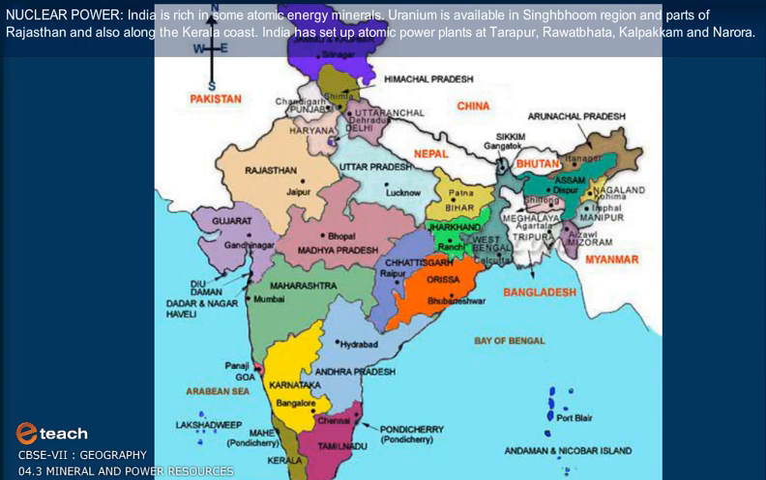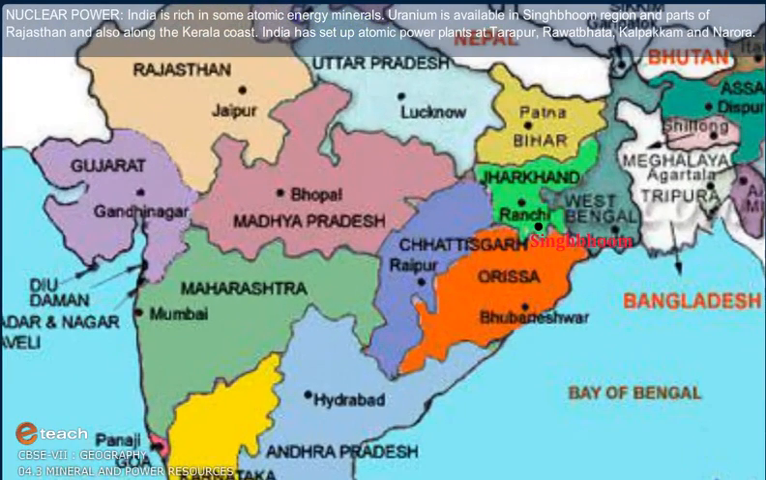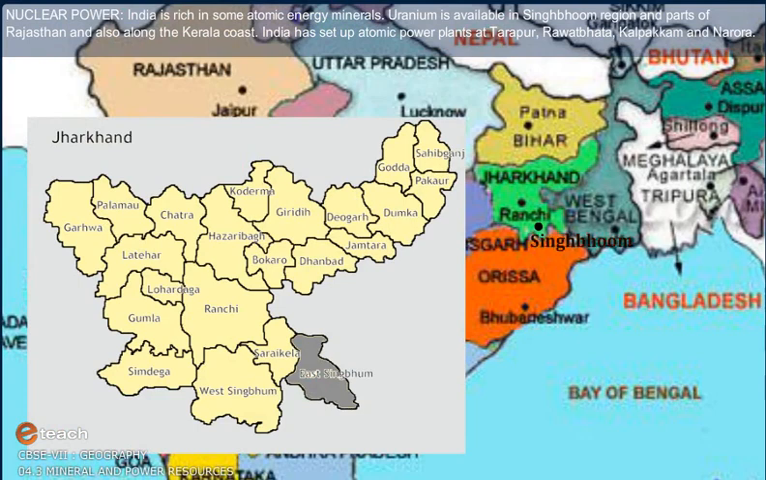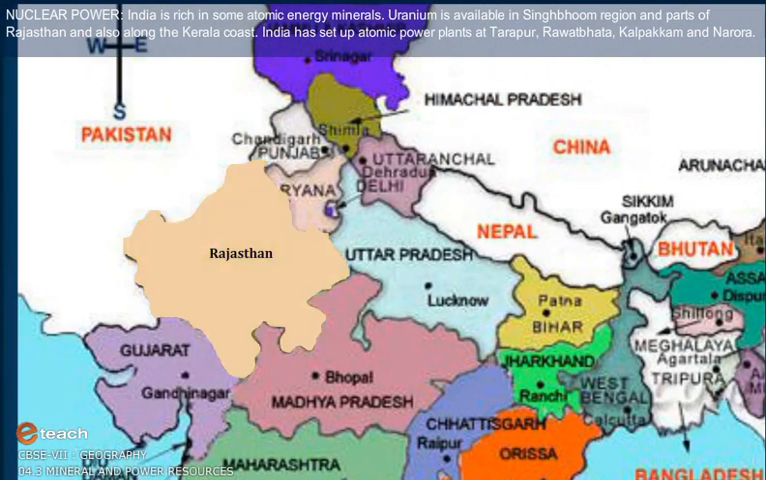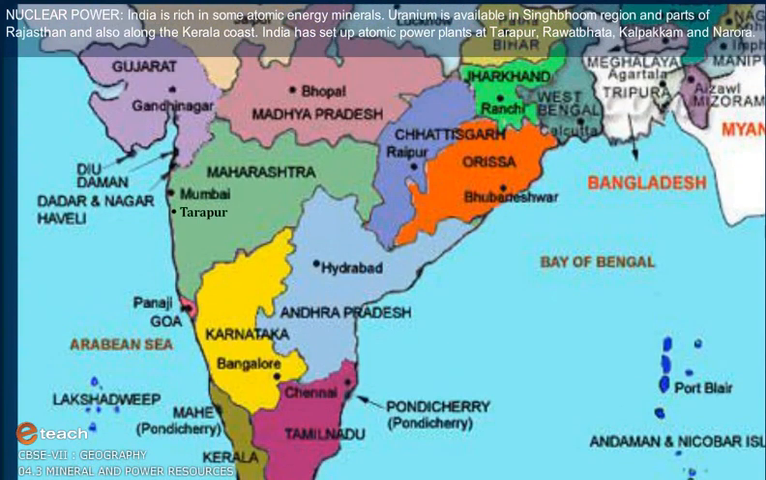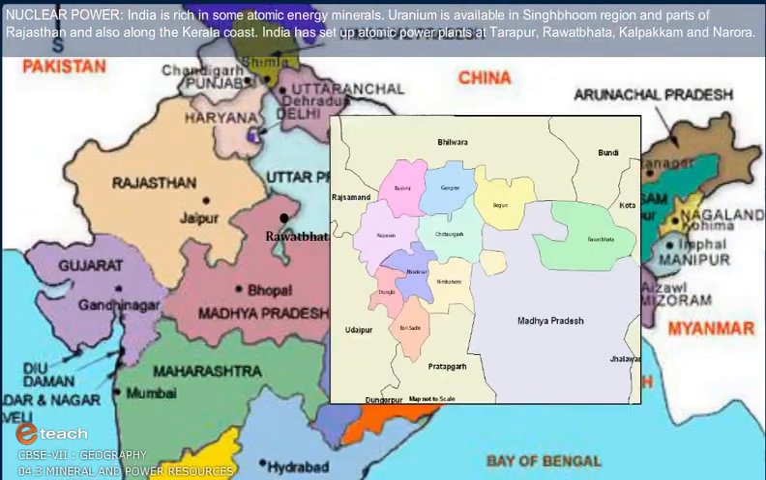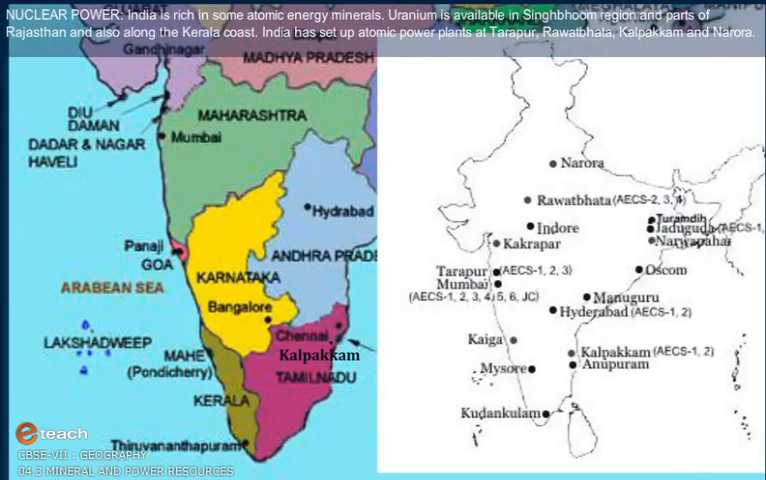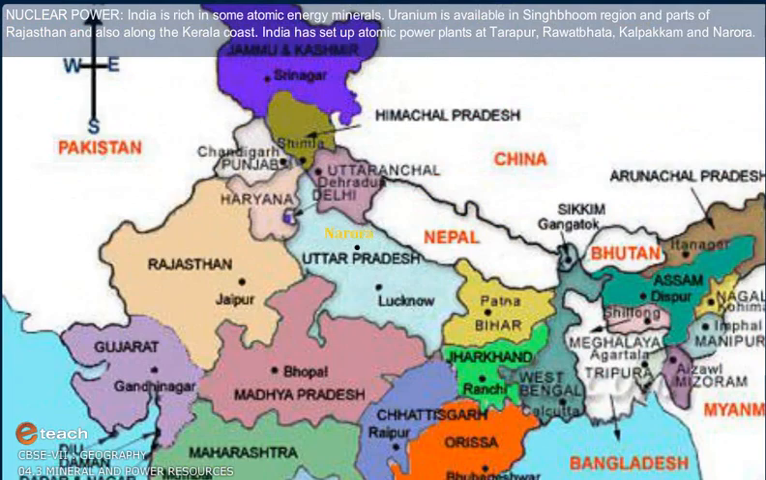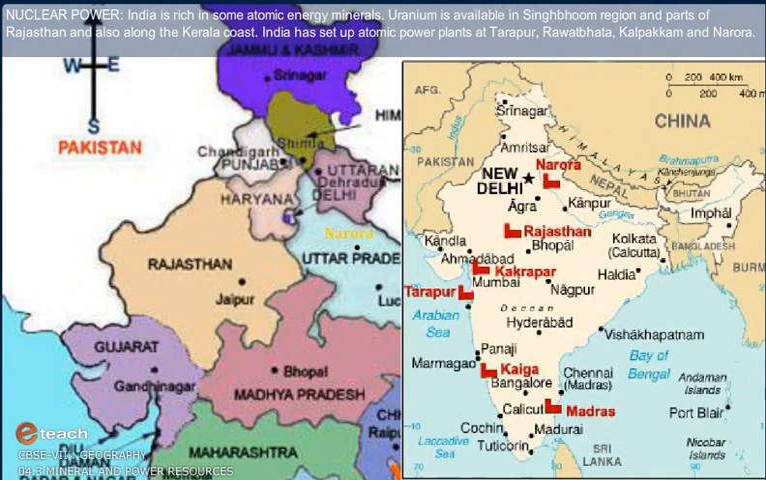Nuclear power. India is rich in some atomic energy minerals. Uranium is available in Singhbhum region and parts of Rajasthan and also along the Kerala coast. India has set up atomic power plants at Tarapur, Rawatbhata, Kalpakkam and Narora.